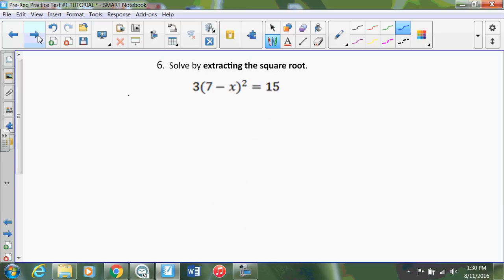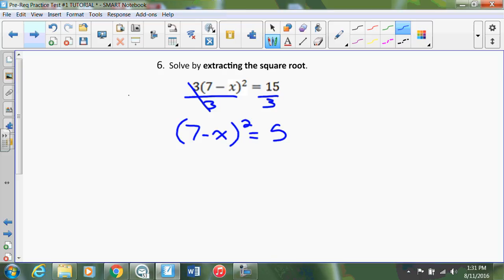Okay, we're going to extract the square root, which just means we're going to take the square root of both sides, and that's how we're going to solve it. I cannot take the square root right away because I've got this 3 there. That 3 is not being squared. So I'm going to have to go ahead and divide by 3 first on both sides. So I can cancel the 3 on that side and have a 5 on this side.